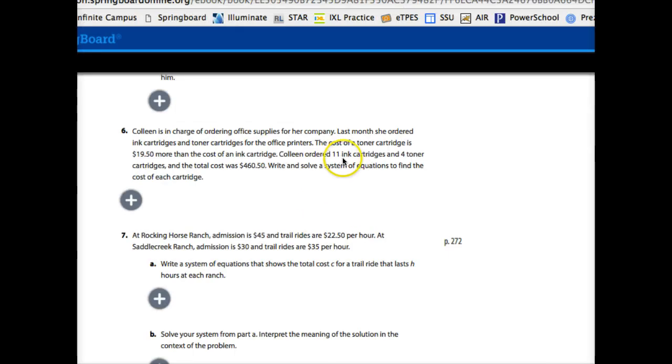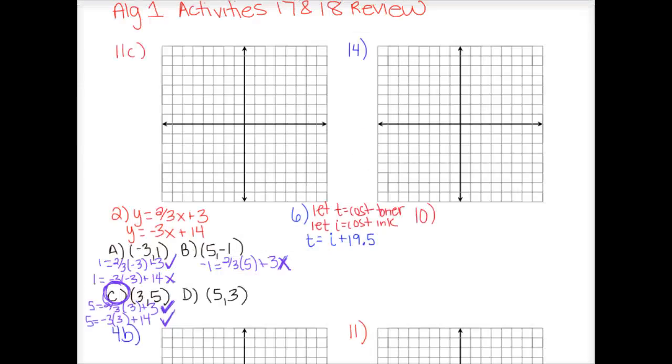Then 11 ink cartridges and 4 toner cartridges cost $460.50. So that means 11 ink, so 11I plus 4T, 4 toners. The cost was $460.50. All right, so I've written my system. Now I just need to solve it.